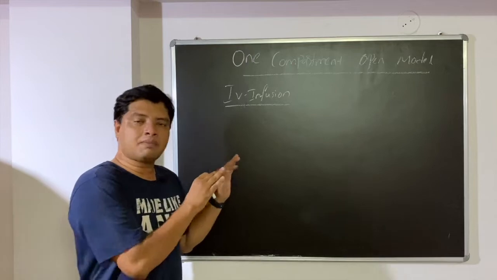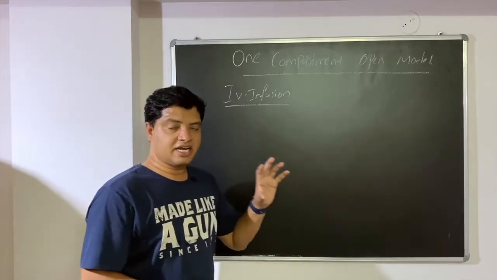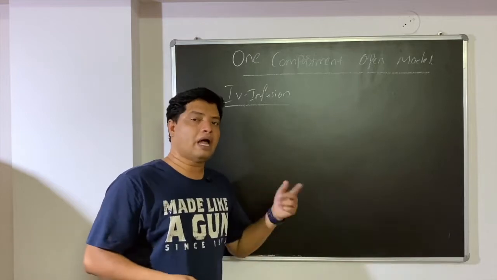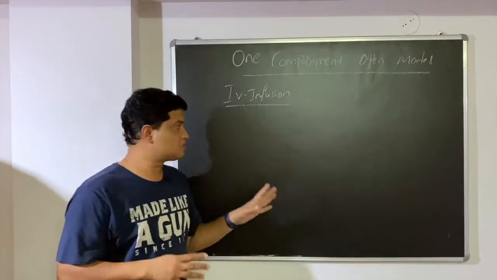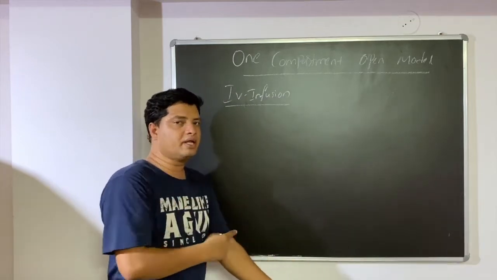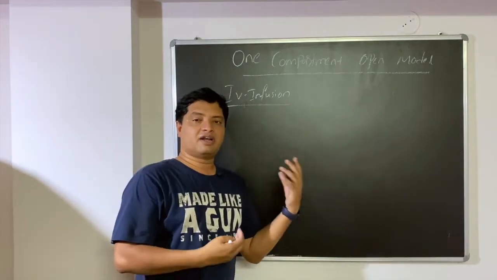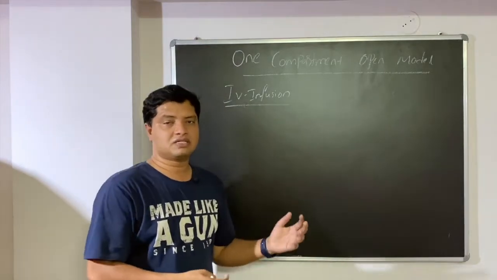One case is normal IV infusion, case 2 is steady state concentration achieved through IV infusion. So there are two cases. Case 1 is normal IV infusion, just given the IV infusion, the drips are going in. For that, what is the equation? And case 2 is for achieving the steady state concentration, what is the equation?